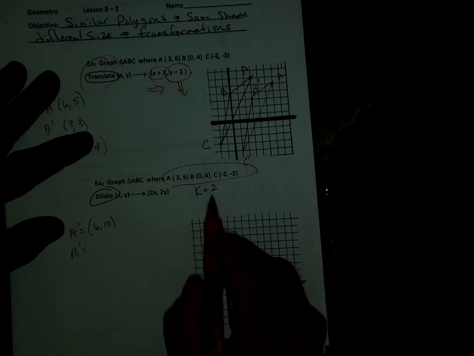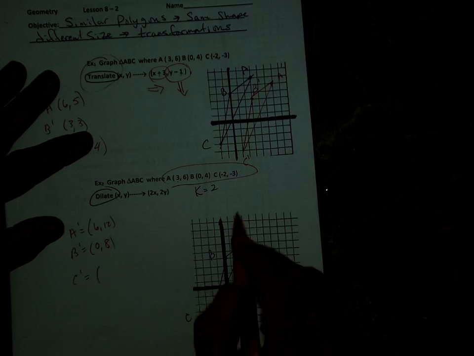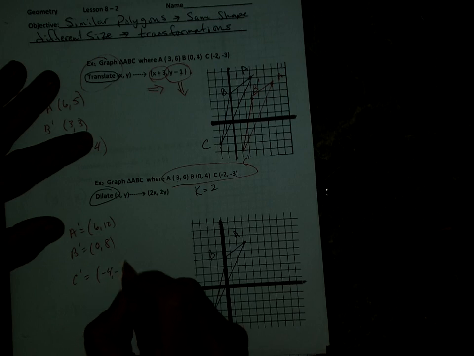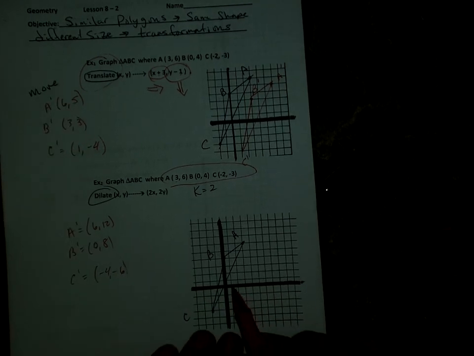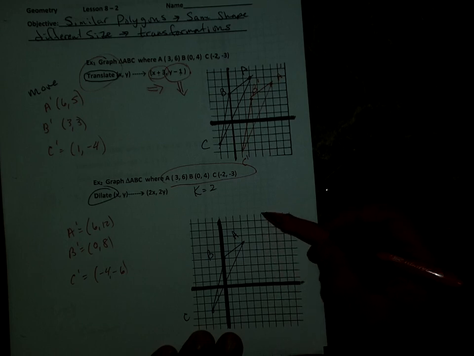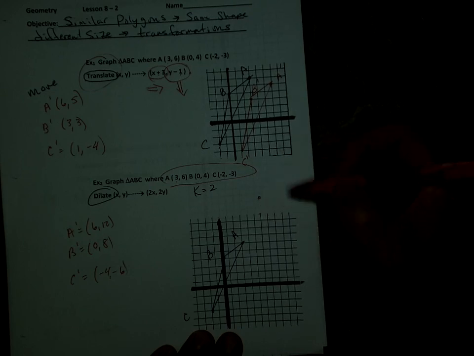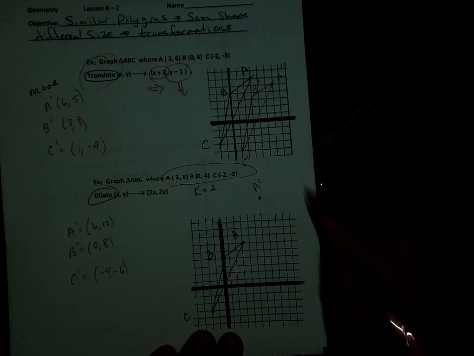B prime is going to be a 0, 8. C prime is going to be a -4, -6. Right? 6, 12. 1, 2, 3, 4, 5, 6. 1, 2, 3, 4, 5, 6, 7, 8, 9, 10, 11, 12. So we'll put it way up there. It went off my graph paper. That's okay. I can figure that out.